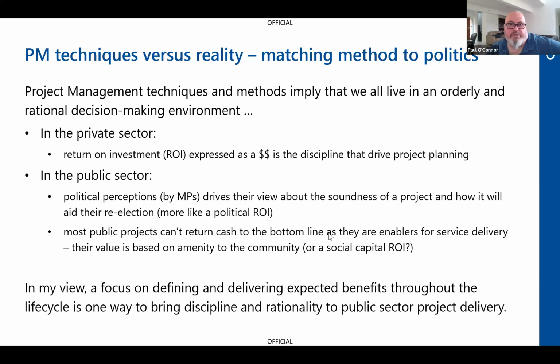So we don't need to worry too much about that in the public sector because we're trying to deliver facilities that can deliver services. But if we don't focus on the benefits, we could end up doggedly pursuing parts of projects that we don't need to do, or that we're not actually delivering the expected thing, and we do need to refocus our efforts around that. So that's my concluding thought there around the difference between public sector and private sector.